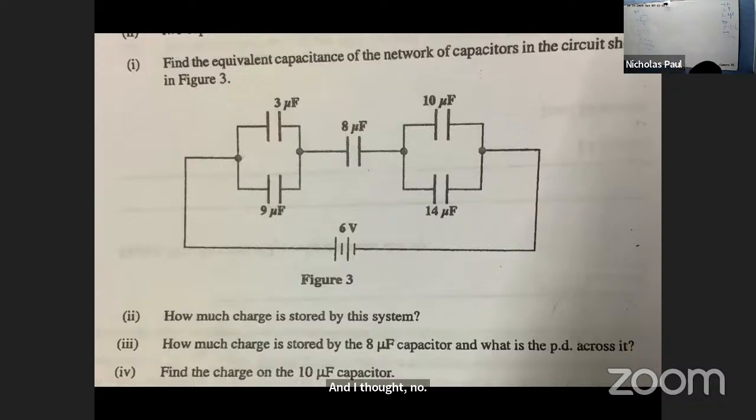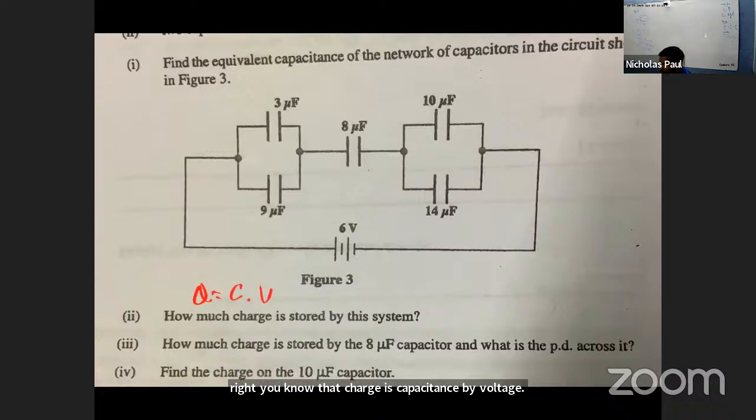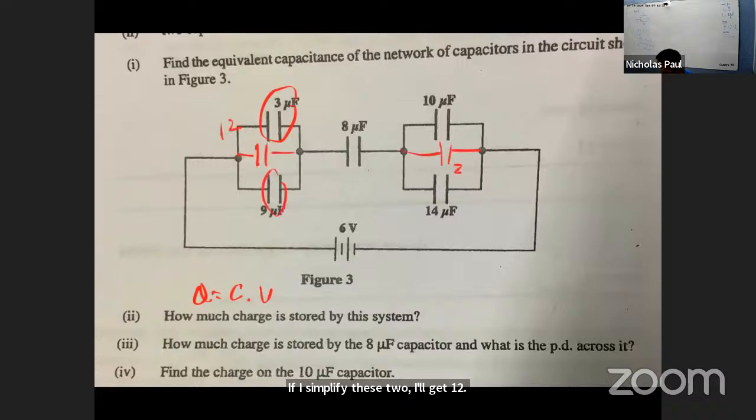Let's do the first part, right? So in order for us to find charge, we know that charge is capacitance by voltage. And please don't forget to put in micro, right? If I simplify these two, I'll get 12. If I simplify these two, I'll get 24.